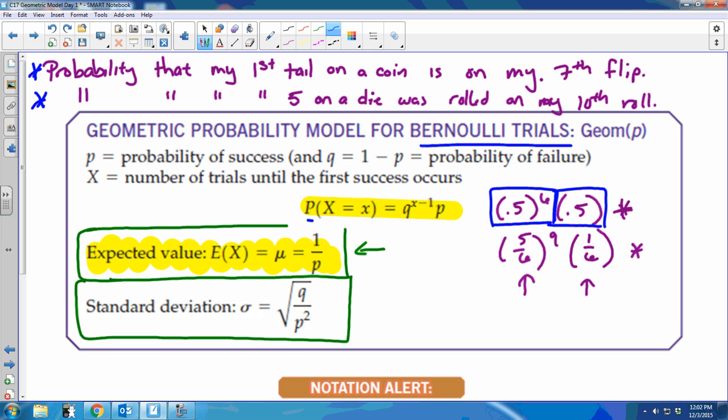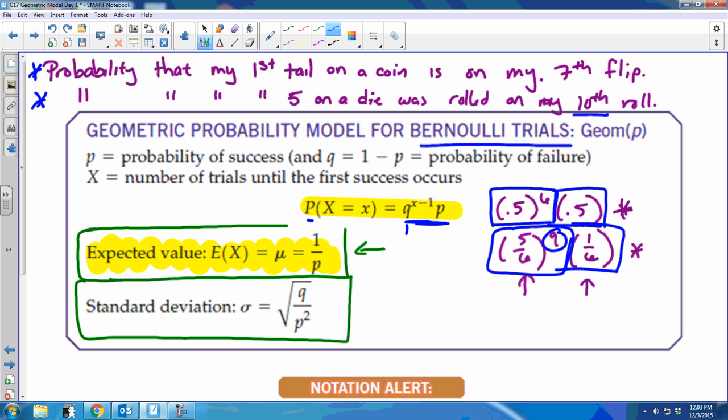Probability that my first 5 on a die was rolled on my 10th roll. That's a Bernoulli trial because I'm only worried about 5s, right? And they're independent each roll. We know the probability of getting a 5 is 1 out of 6, and so we know the probability of not getting a 5 is 5 out of 6. So if my first one comes on my 10th roll, that means 9 of them were not 5s. And then I got a 5.